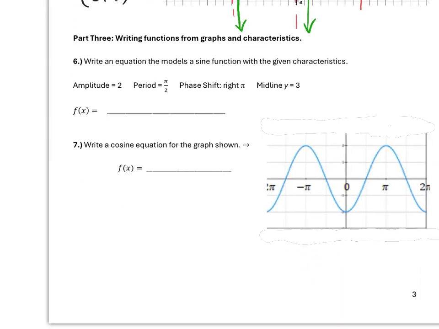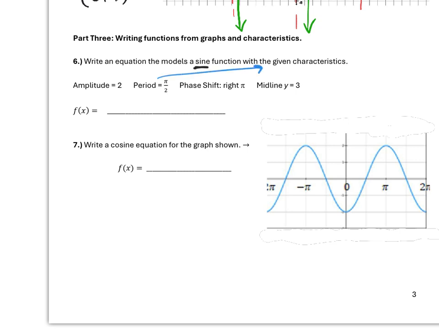Okay, part 3, writing functions from graphs and characteristics. So I'm going to give you an amplitude, a period, a phase shift, and a midline. I want you to write the function. So this one says a sine function, so we know we're going to use sine. So a is 2. The period is pi over 2. This is the part where we really have to do the math. So the period is pi over 2.